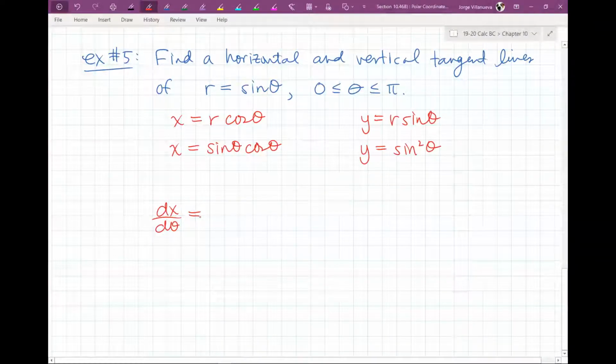So the derivative of sine theta cosine theta, that's a product rule. Okay, so the derivative of sine of theta is cosine theta times cosine theta plus sine theta times negative sine theta.